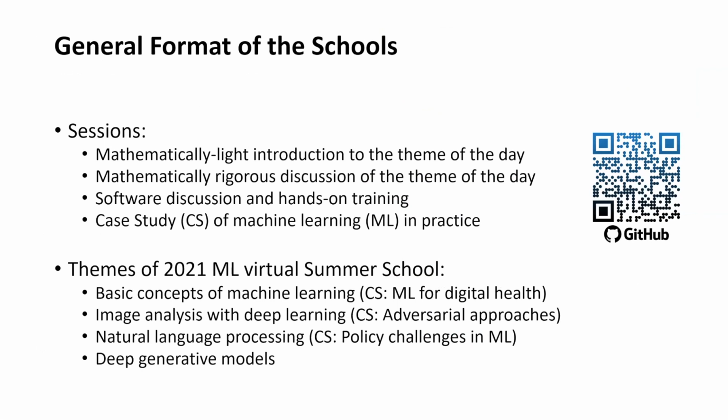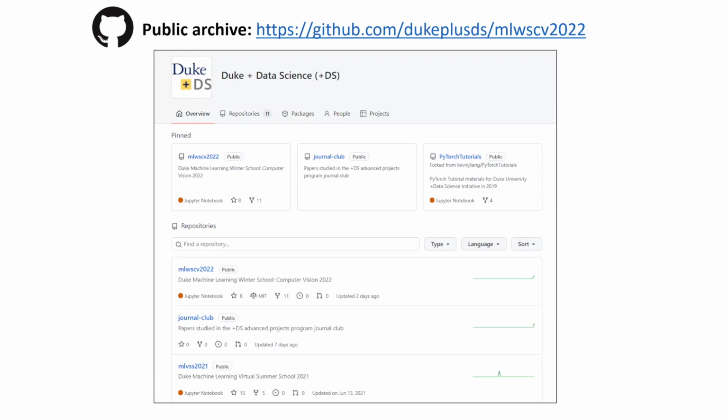The general format of the school is multiple sessions. One session is mathematically light, introducing the theme of the day, another one is mathematically rigorous for those interested in the mathematical details of machine learning. Then we have coding sessions, and then we have case studies to showcase the capabilities of the machine learning tools that we are highlighting. We have a GitHub repository, so all the code that we use in the machine learning schools, we make it public for everyone to use.